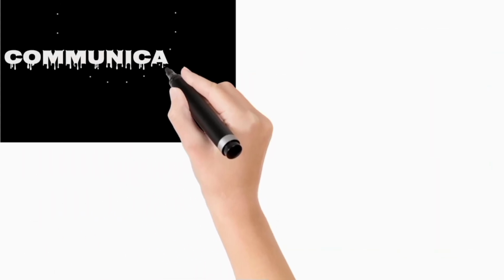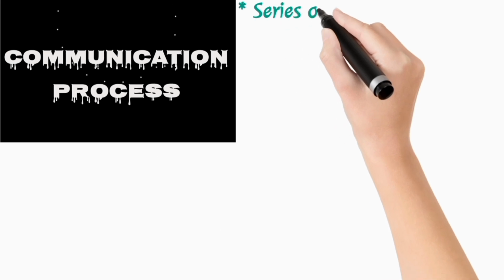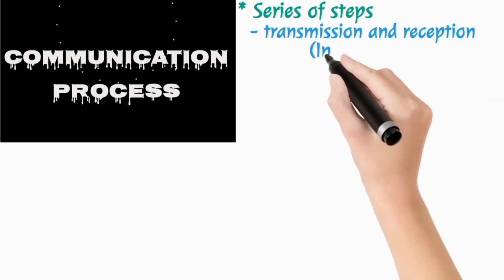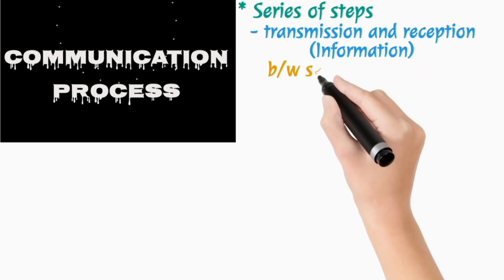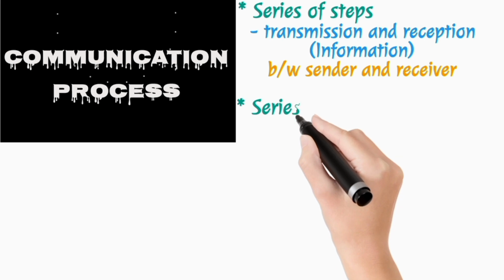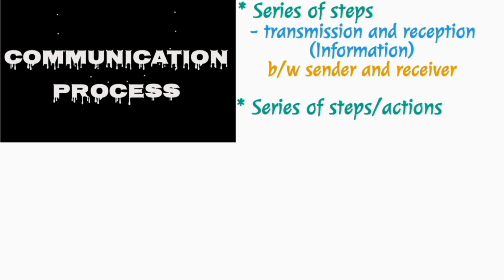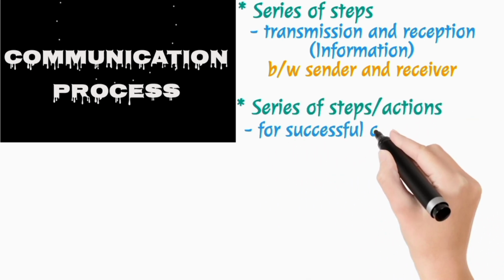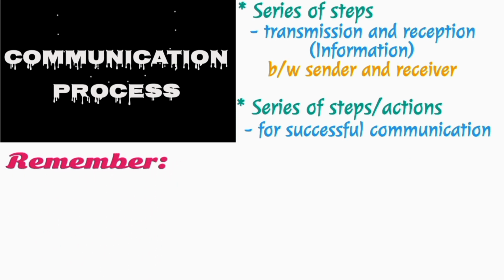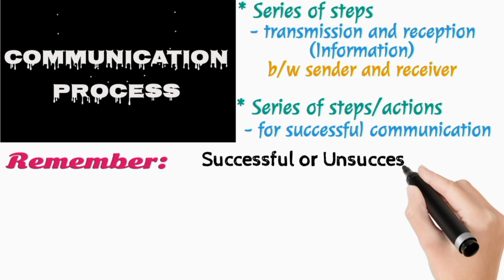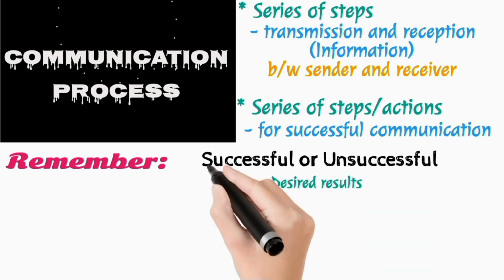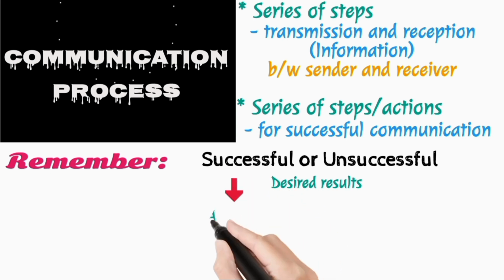The communication process is a series of steps involved in the transmission and reception of information between a sender and a receiver, or a series of actions or steps taken in order to successfully communicate. Remember, communication can be successful or unsuccessful. It is considered successful when it brings desired results.